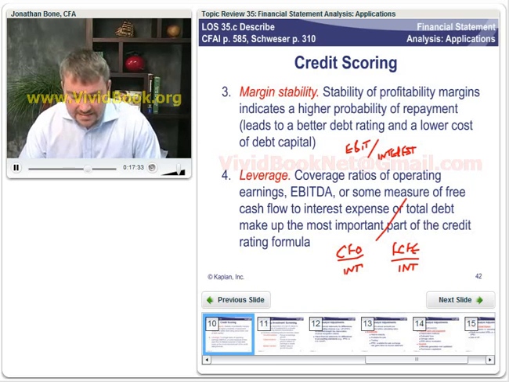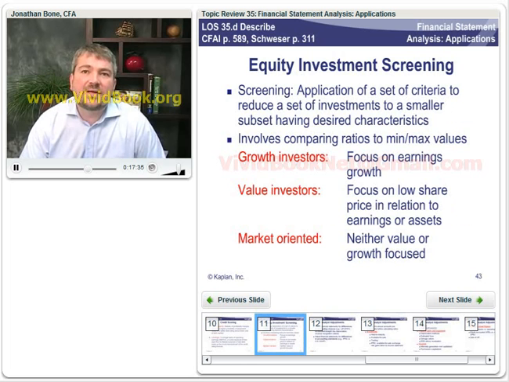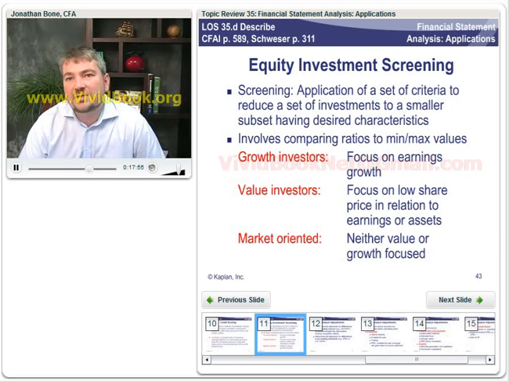Now, our next LOS asks us the use of ratios in equity screening. Screening, of course, is really setting up a set of criteria in order to pick investments. In other words, in order to choose equities that have desired characteristics for your portfolio. So what you're going to do is set up ratios and put some minimum and maximum values on those ratios, and you're going to select stocks that hit those targets.